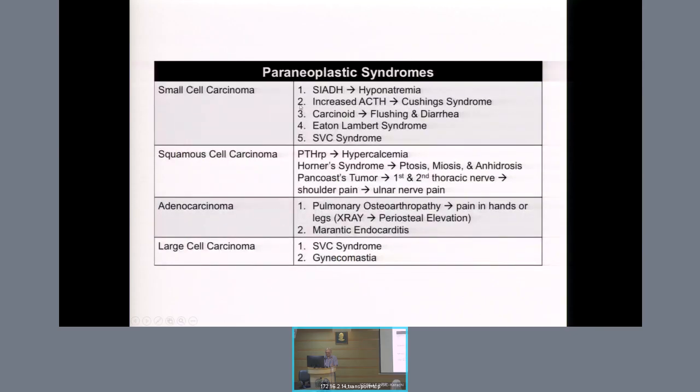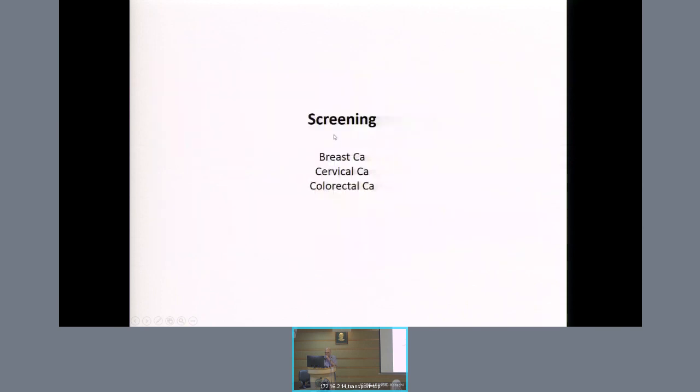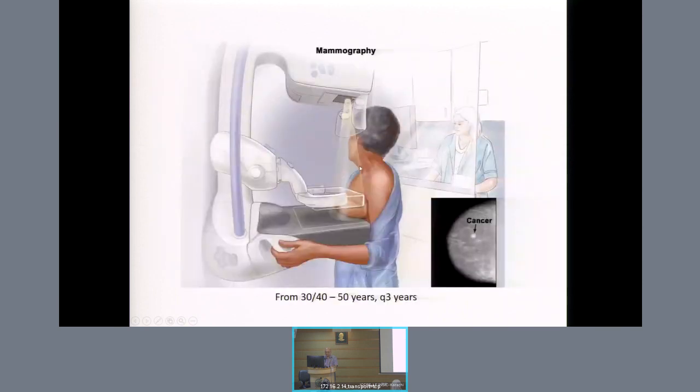This is a list of different parameter classes. I won't go into them. Now, screening.